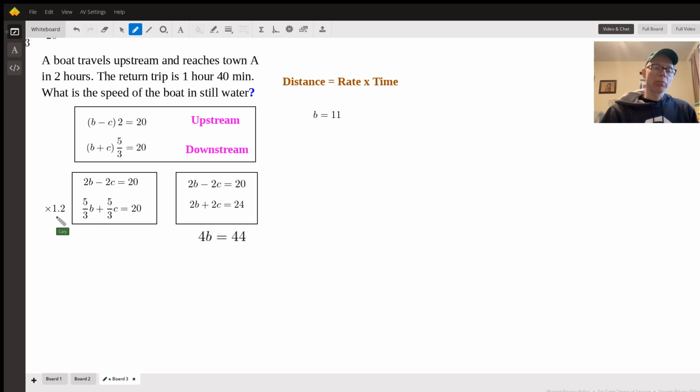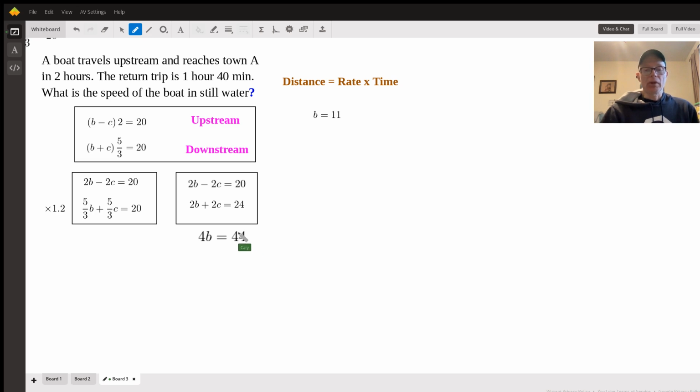So if we multiply by 1.2, then 1.2 times 5/3 b becomes 2b. 1.2 times 5/3 c becomes 2c. And so now we have two equations which, when we add them together, will eliminate c, because it's negative 2c plus positive 2c, which is nothing. And then we're going to add the column of b's, which has 4b. 2b plus 2b is 4b. And 20 plus 24 is 44.